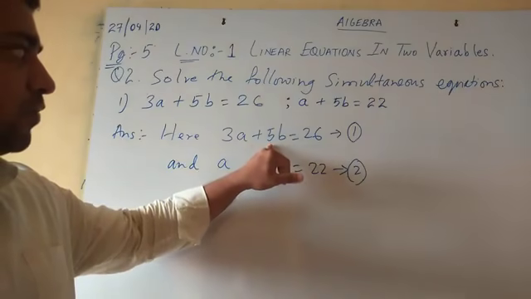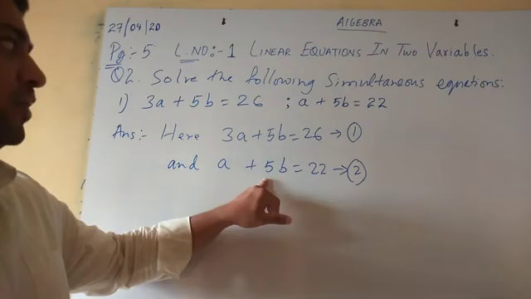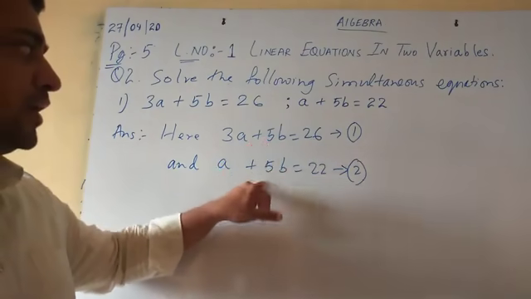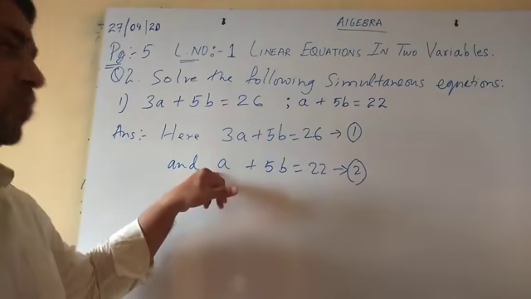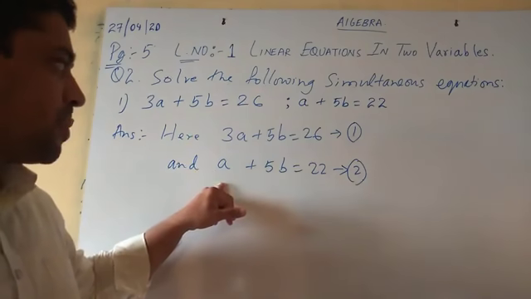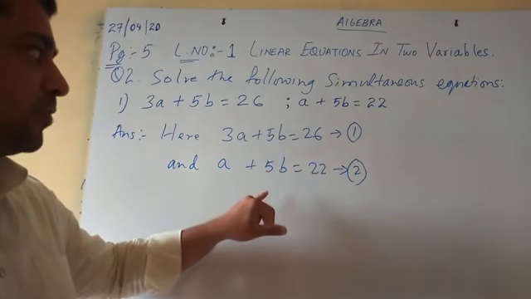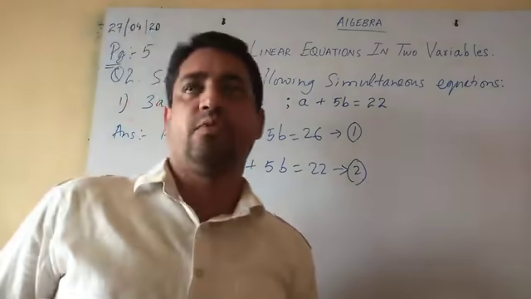That means here in equation 1 we have 5b, and in equation 2 again we have 5b. So I can eliminate this variable. I can eliminate 3a and a also, but there I have to multiply. So that's why let us eliminate b. For that I have to subtract equation 2 from equation 1.